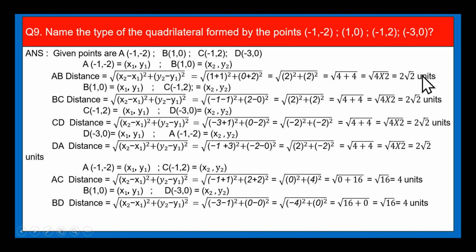If you observe, all the 4 sides are equal and the two diagonals are also equal. Since the diagonals are equal and all the four sides are equal, the given points represent a square. You see, since AB is equal to BC is equal to CD is equal to DA, all four sides are equal. And AC is equal to BD, diagonals are also equal. So the points form a square.